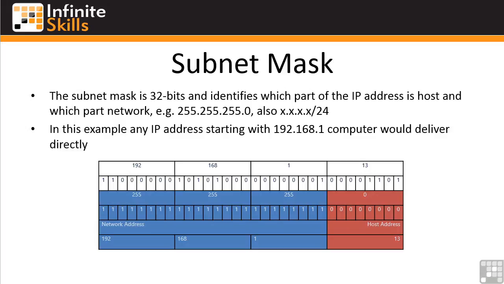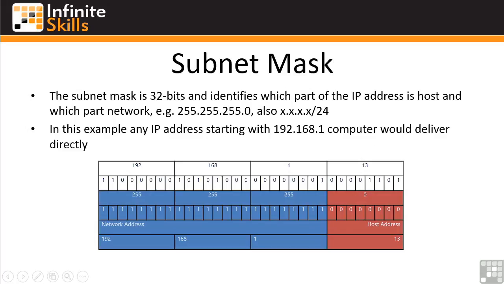And 255 means the entire 8 bits are 1. So if I have an IP address split into this dotted quad, so there's 4 components, if I had a subnet mask of 255.255.255.0, it means that the first 3 parts of the IP address are the network address, and the last part is the host address. So essentially the street name is this 192.168.1, and the house number is 13.